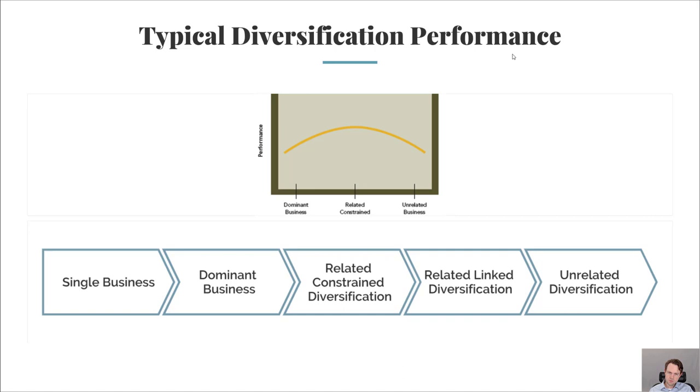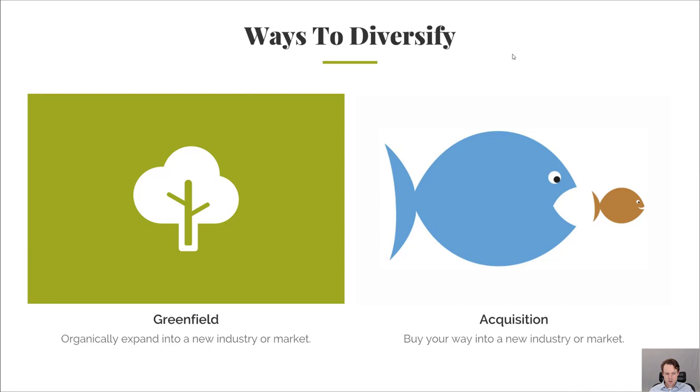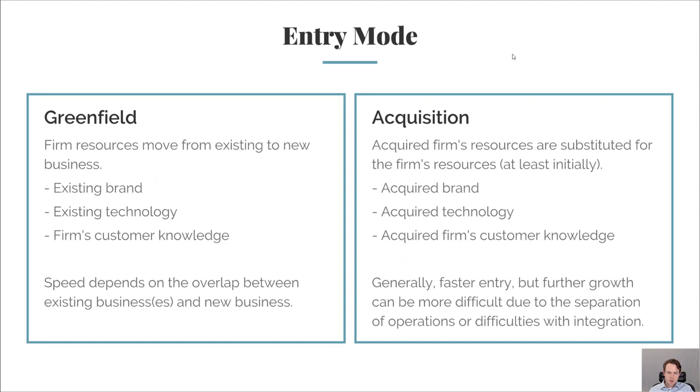So what are ways to diversify? There's basically two. Greenfield, which is when you organically expand into a new industry or market, and acquisition, where you buy your way into a new industry or market. So entry mode: in greenfield, you are relying on your own firm's resources, brand, and know-how. You're taking your existing brand, your existing technology, and your knowledge of your current customers into a new industry or new geographic market.